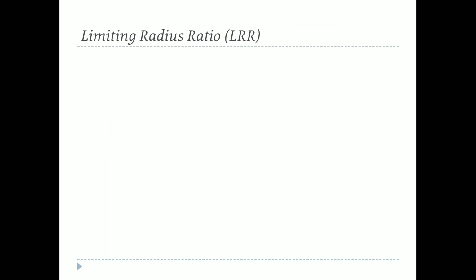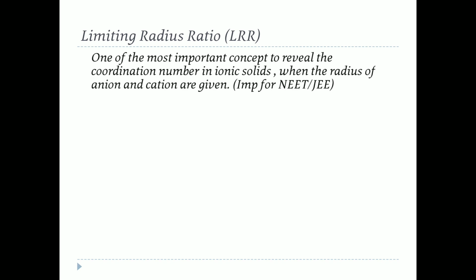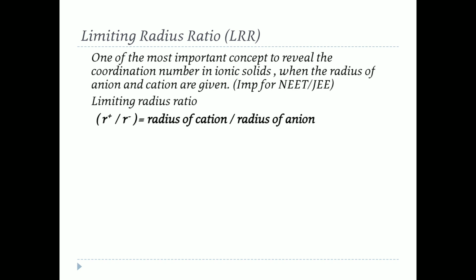Well, coming to the most important part of my discussion today, that is limiting radius ratio, LRR. So what is this limiting radius ratio? It is the ratio of the cation to that of the anion, that is, the radius of the cation divided by the radius of the anion, and you get a certain value. Based on the range of that value, you can comment on the coordination number of the ionic solid. Again, this part is not discussed in your NCERT textbook, but it is very important for your CET, NEET as well as JEE. Now the limiting radius ratio is r+, the radius of the cation, divided by r-, the radius of the anion.